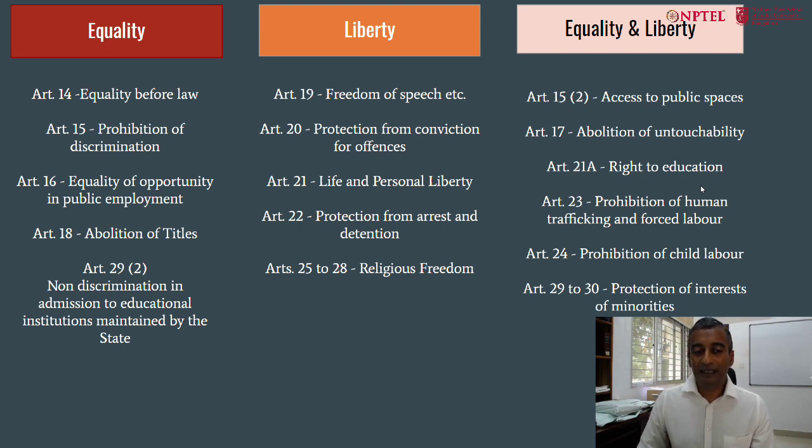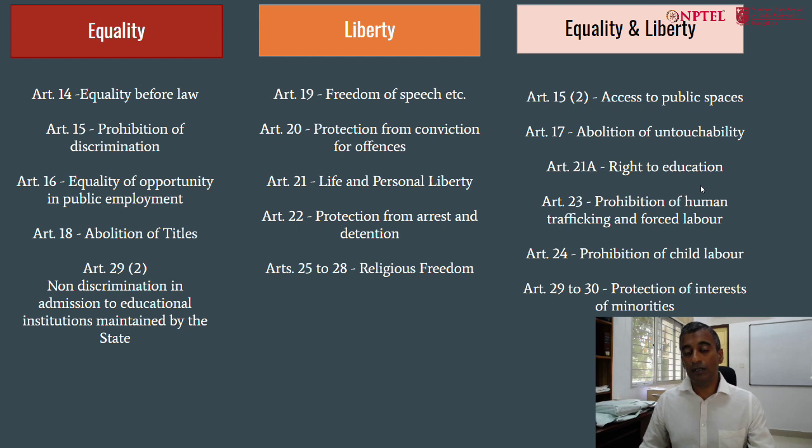Article 18 talks about the abolition of titles. These are primarily targeted at monarchical and imperial titles, but have come to take on new meaning subsequently. And Article 18 was seen as an essential requirement of a republic, which was not a monarchy. Article 29, Clause 2, also puts in place an anti-discrimination provision with regard to educational institutions. I might add here that Article 16, Clause 2, puts in place an anti-discrimination requirement with respect to public employment.